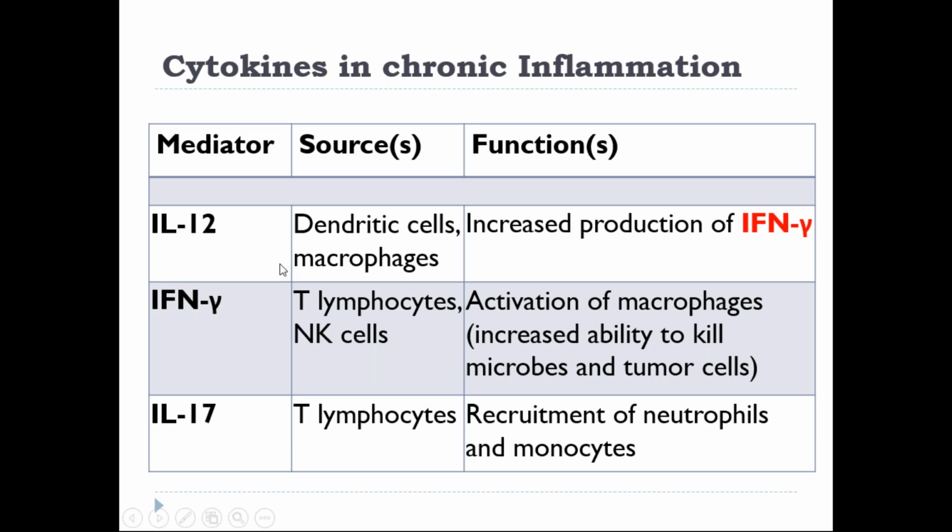Then let us talk about interleukins which play an important role even in chronic inflammation. One is interleukin 12. It is derived from dendritic cells and macrophages, and it will cause increased production of interferon gamma. Interferon gamma is usually produced by T lymphocytes and NK cells, and it will cause activation of macrophages. Interleukin 12 is produced from macrophages and causes release of interferon gamma, which in turn activates the macrophages further. Interleukin 17 is derived from T lymphocytes, and it will cause recruitment of neutrophils and monocytes.